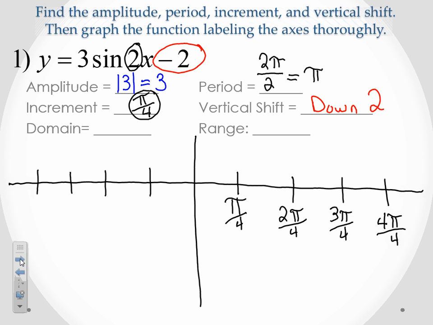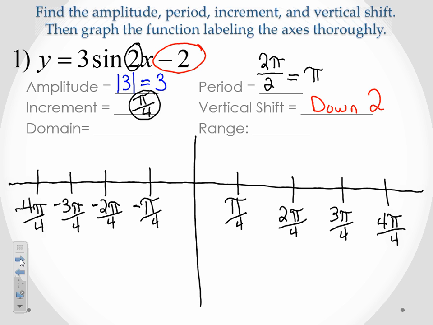Whatever we do to the right, we're going to do the exact same thing to the left. So I have negative pi over 4, negative 2 pi over 4, negative 3 pi over 4, and negative 4 pi over 4.